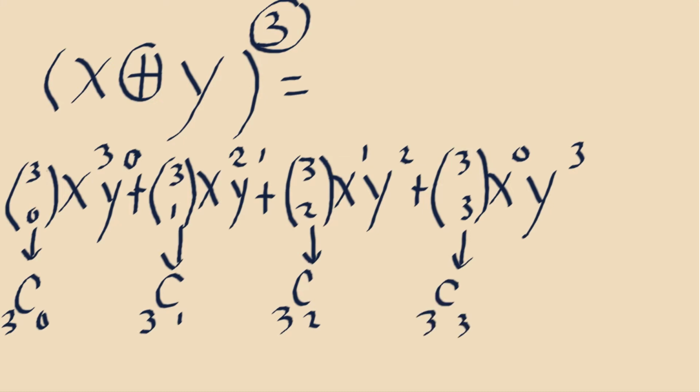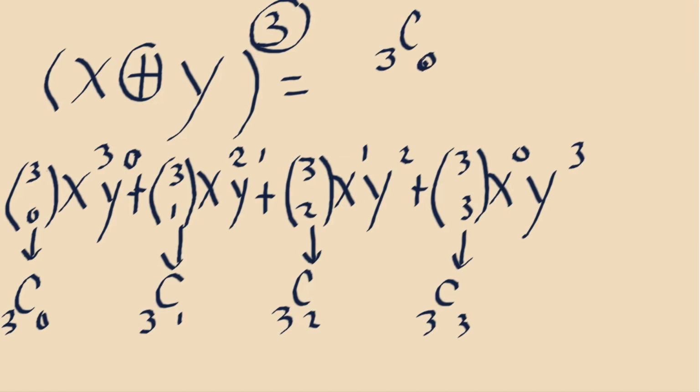Now, there are two ways to calculate those combinations. One is using your graphing calculator. Most graphing calculators have the combination key, and you can evaluate it very easily. Or we can do it by formula. So let's start with the combination of 3 taken 0.